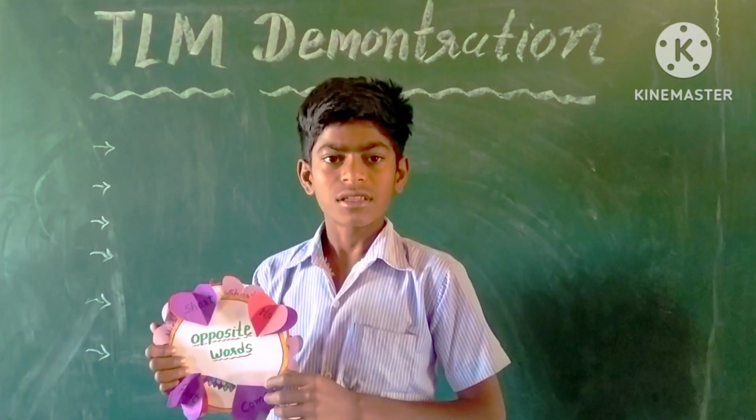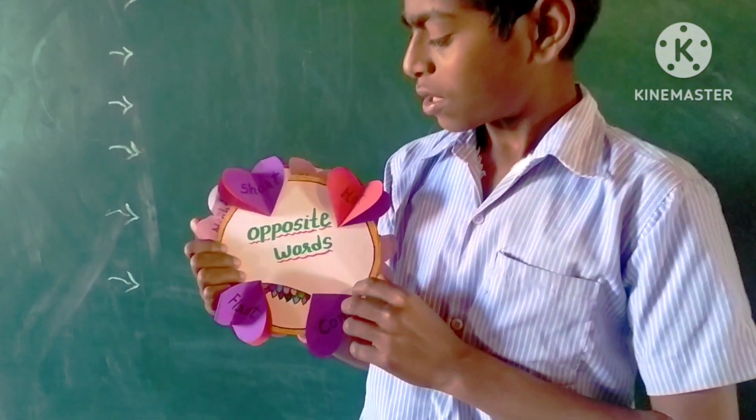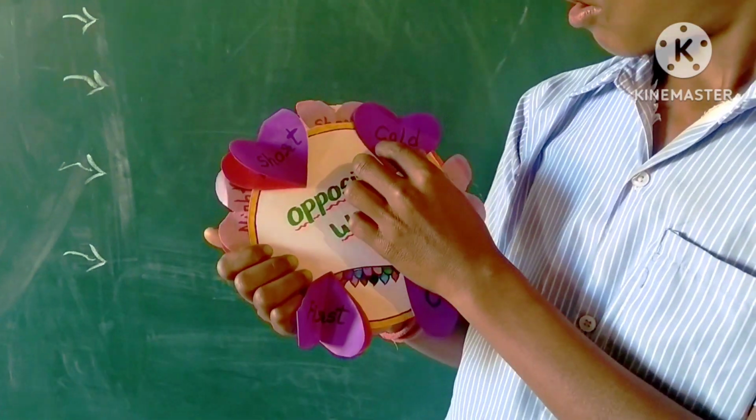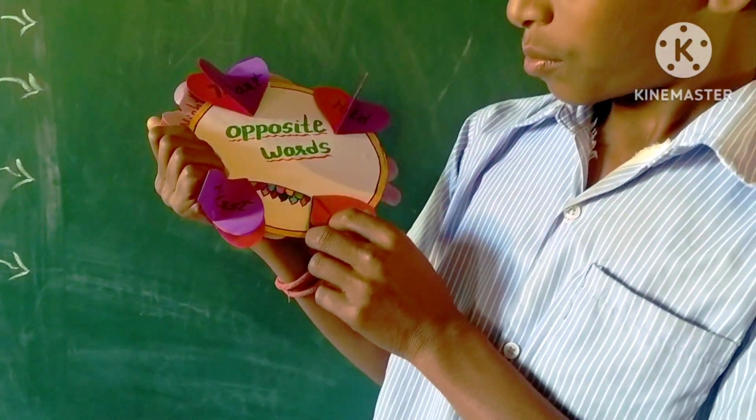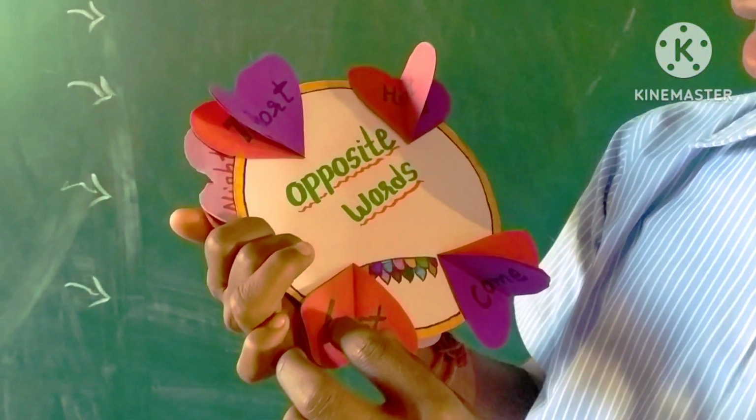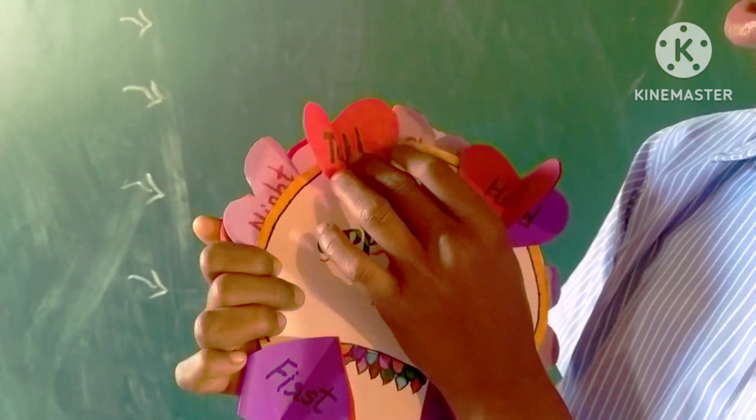Hello, I am Vijay. This is our opposite words TLM. Just like hot, cold. Come, go. First, last. Short, tall.